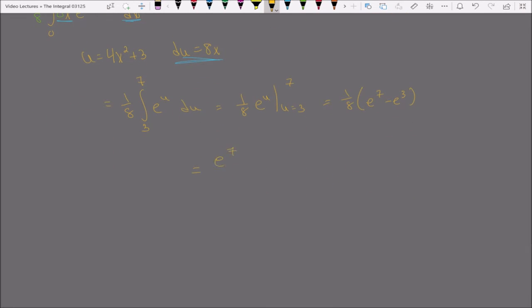So we can just write that as e to the 7th minus e cubed over 8. Or we can factor out an e cubed over 8 and be left with e to the 4th minus 1. Either of these answers would be acceptable.